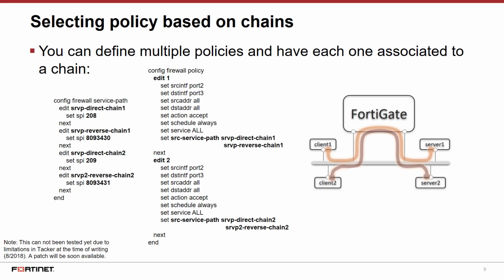Another interesting thing to do with NSH is to have different policies using different chains. As you can see in the picture, two different clients can access two different servers, each with their own chain. The interesting part is that the FortiGate can apply different actions or security profiles depending on the chain. In this way, client 1 can get web filter services while client 2 can be configured for anti-malware.